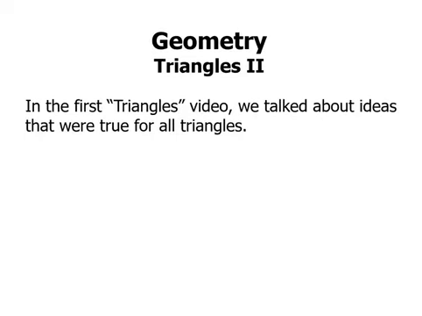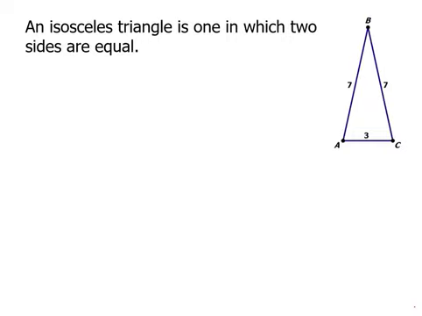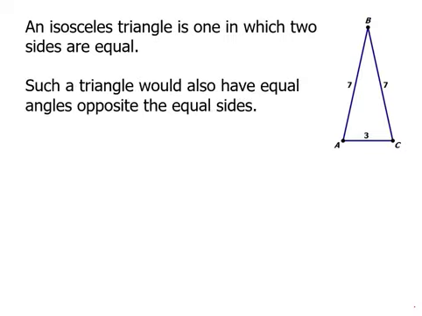In the first triangle video, we talked about ideas that were true for all triangles. Now we're going to limit things and just begin with two special categories of triangles: isosceles triangles and equilateral triangles. An isosceles triangle is one in which two sides are equal. For example, here we have an isosceles triangle, ABC.